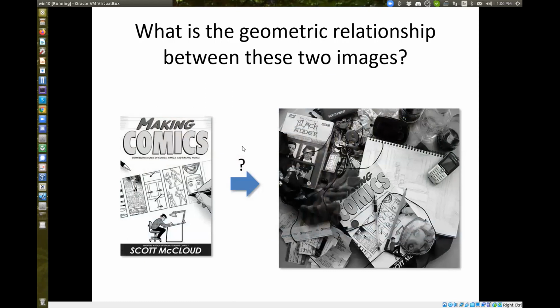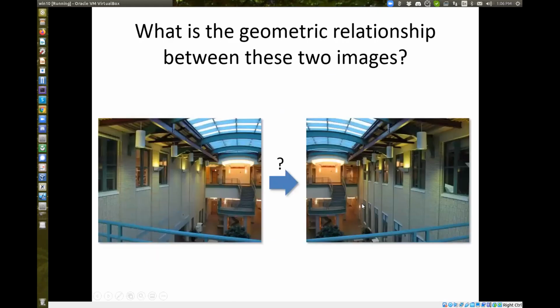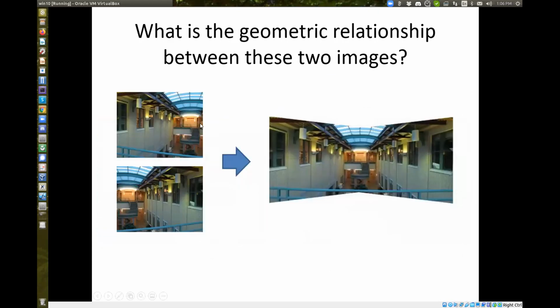And maybe you want to have an object appear in two different scenes, and you want to see how they're related. In this case, you probably want to do a warping, maybe rotate and rescale this one to this one. That's the two photos at the beginning. If I'm able to warp these two photos first, I can align them very well. So basically, that's what we are going to talk about today.